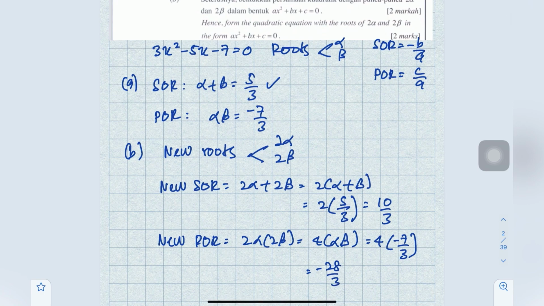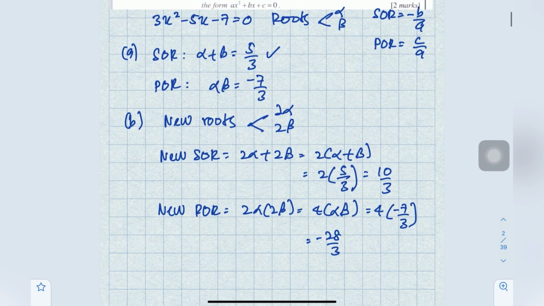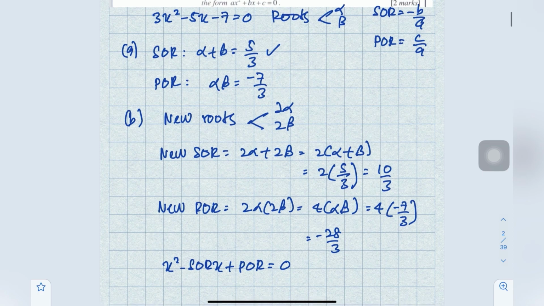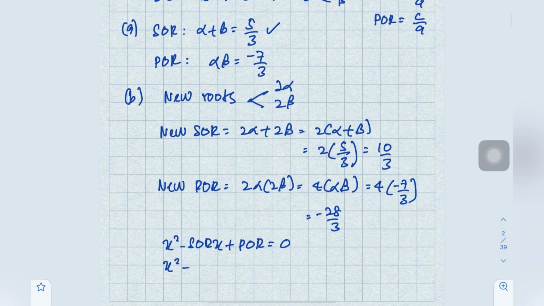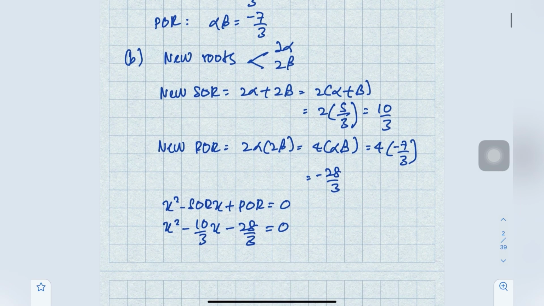Okay, so then to form a quadratic equation, kita kena tahu juga satu lagi formula: x squared minus SOR x plus POR equals 0. Then we just substitute the values of SOR and POR into this equation. So dapatlah x kuasa 2 tolak 10 over 3 x minus 28 over 3. Okay, dia nak in a form yang macam tu, satu baris tu. So kita nak bagi cantik, kita times dengan 3. Dapat 3x squared minus 10x minus 28 equals 0.